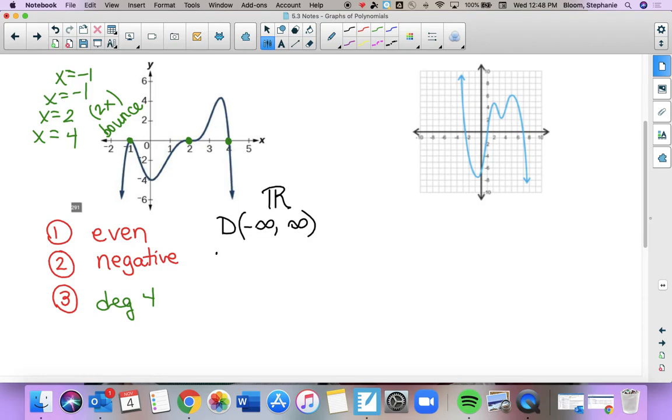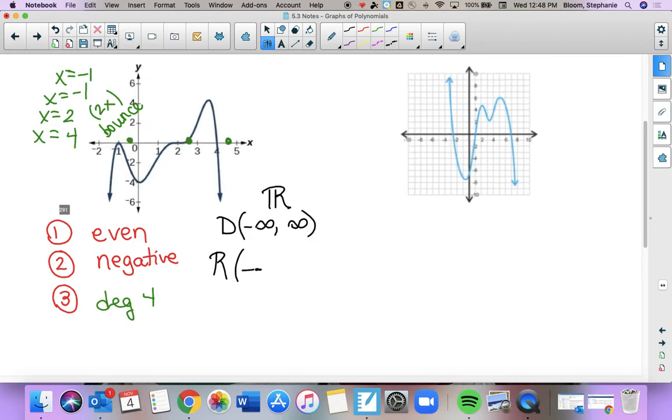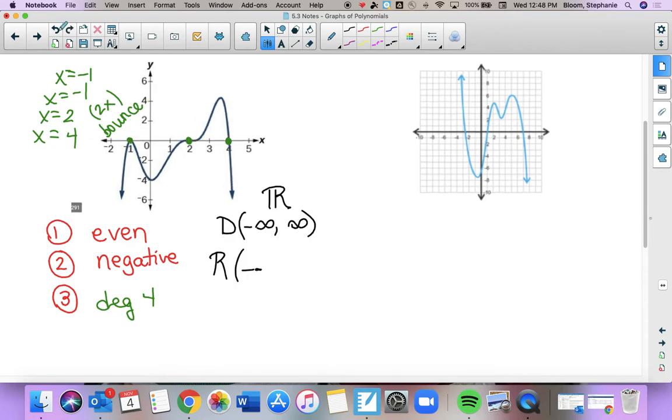Okay, range. Is there any limit to how low it can go for range? No. So it's negative infinity to, whoa. Is there any limit to how high it can go? There is a limit. So does everybody see this right here? That's how high it can go. So it's 4. Is my bracket open or closed? Closed.